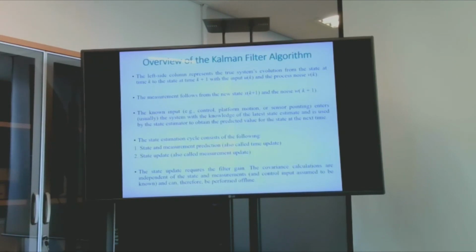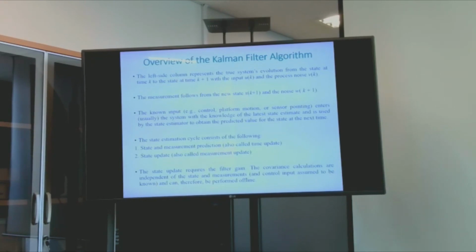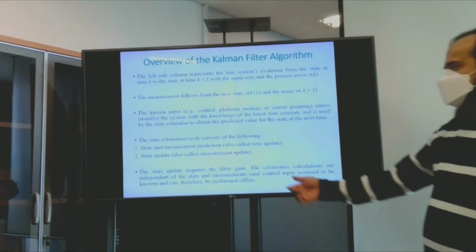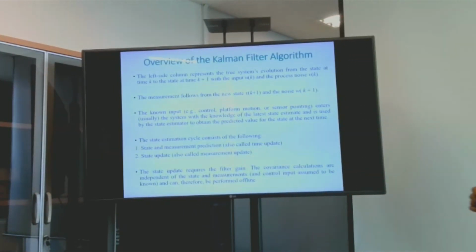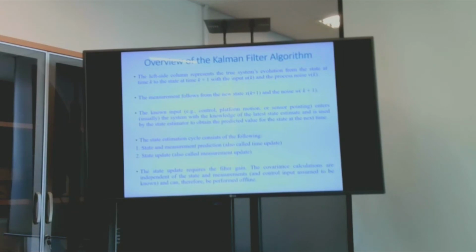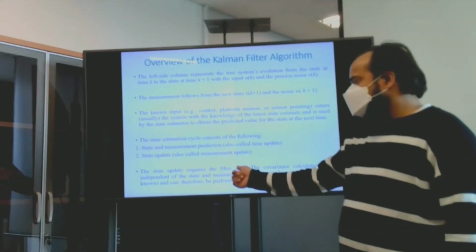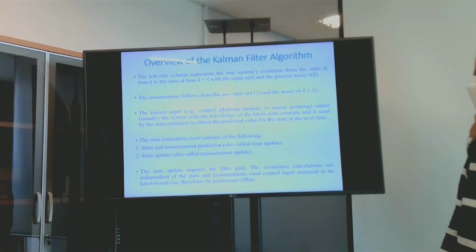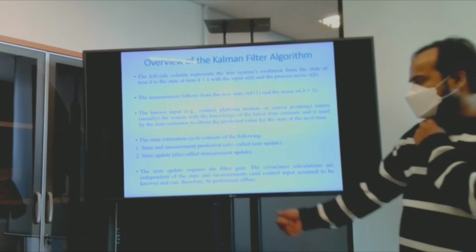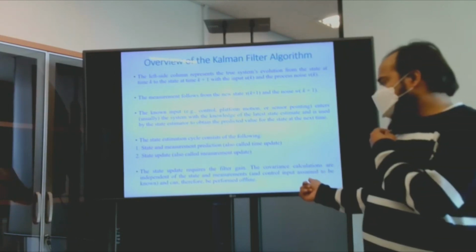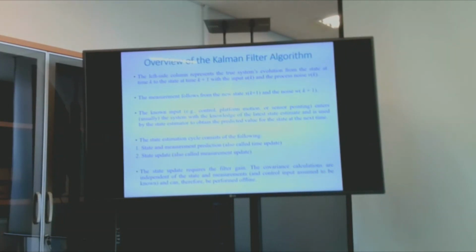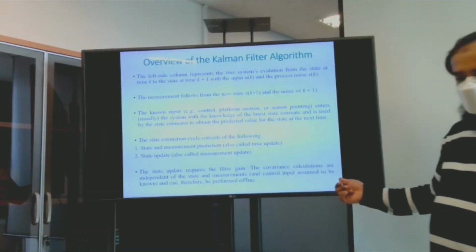The same thing is written here. So your estimation cycle consists of the state and measurement prediction, the time update, and the state update, or measurement update. The state update requires the filter gain, and the covariance calculations are independent of the state, measurement, and control input. The control input can be handled offline because it is assumed to be known.